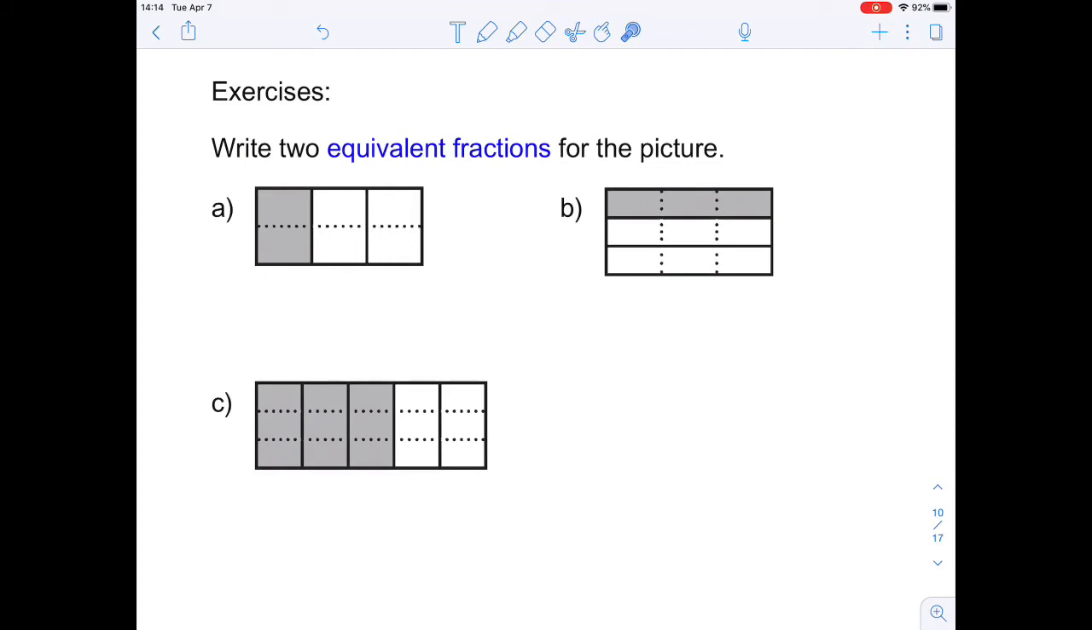Write 2 equivalent fractions for each picture. So go ahead and do that now. Pause the video, come back when you're ready.